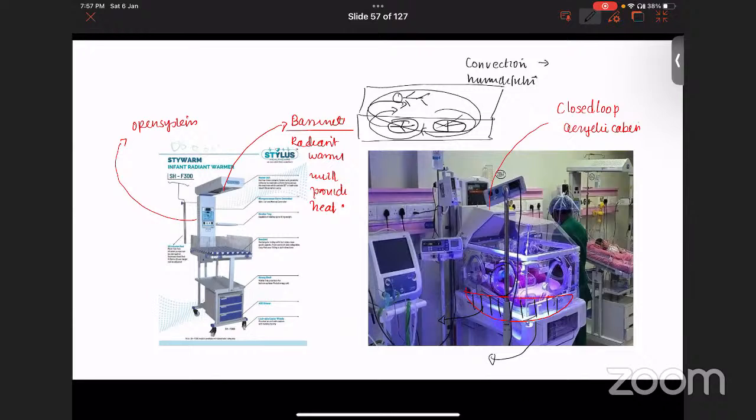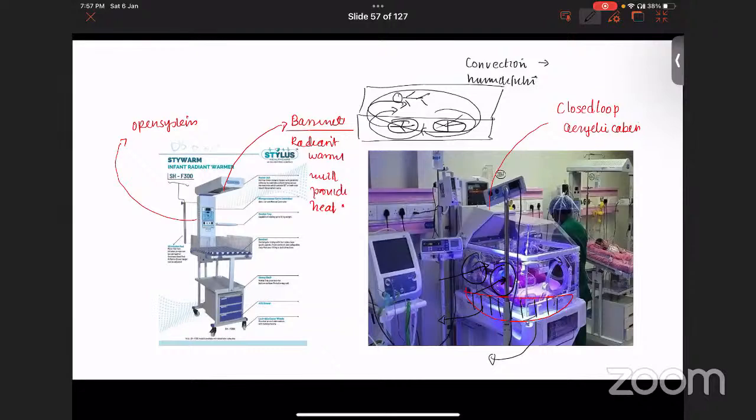This is a two port. With this only you can approach the baby, and keeping sanitization, when sterilizing, the radiant warmer is much easier compared to the incubator. And most importantly, humidification can be done in your incubator, which is very, very important.